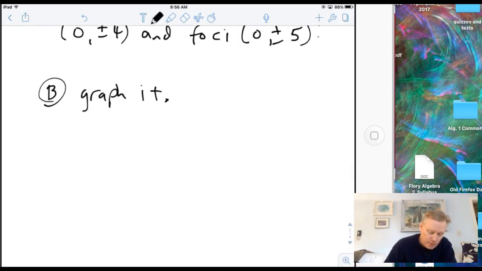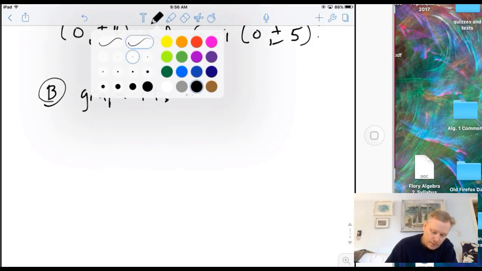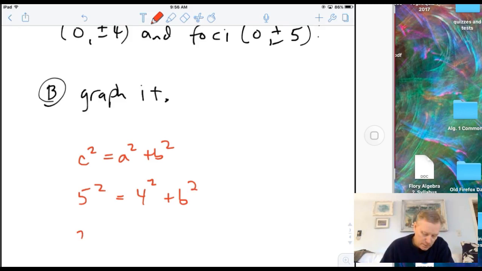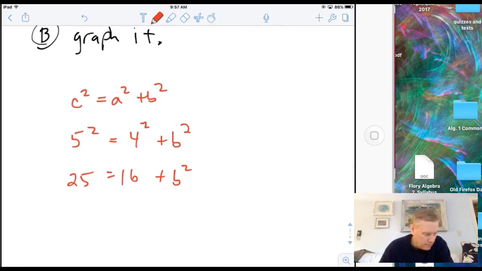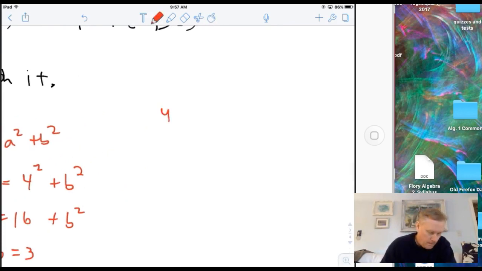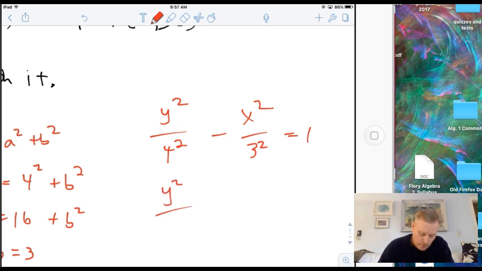Okay, so first part, if I took that equation c squared equals a squared plus b squared, Pythagorean theorem, c is 5, I'm going to use a is 4 plus b squared, which means 25 equals 16 plus b squared, and if you solve that out, you get b equals 3. Which means my equation is going to be y squared over 4 squared minus x squared over 3 squared equals 1. Therefore, it's y squared over 16 minus x squared over 9 equals 1.